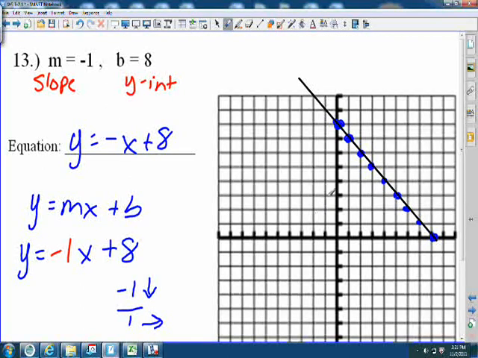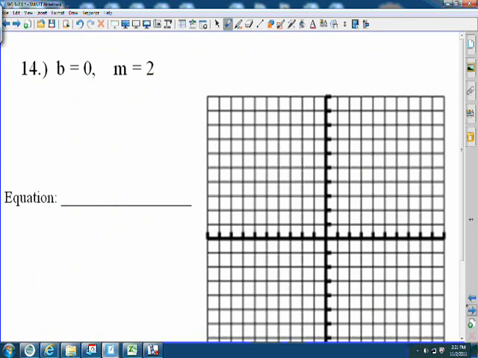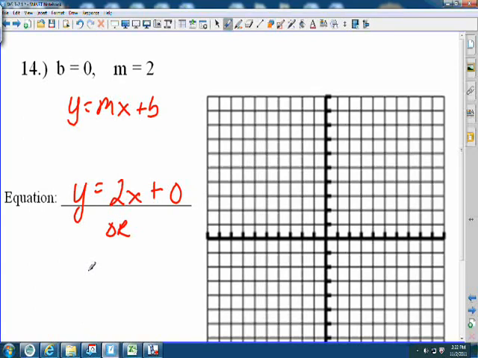What is my x-intercept? My x-intercept is right here. It is 8, 0. The next one. Here's the next one. Now look, they switched it around. Remember, we have y equals mx plus b. I have y equals 2x plus 0, or I can write it as y equals 2x.